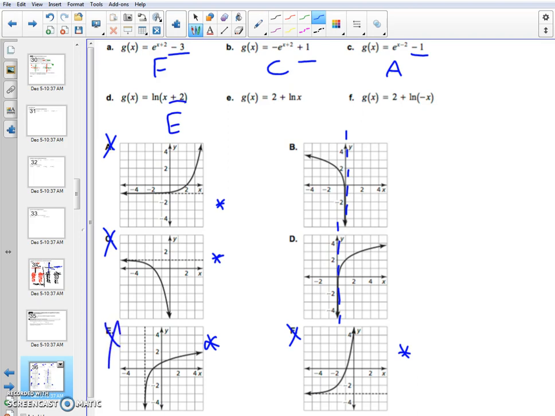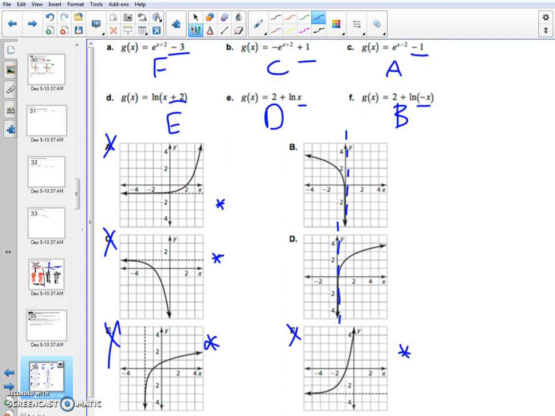And now I want to look at what's different about the 2 graphs that I'm left with. Looking at the 2 equations, the only difference is an x here and a -x there. So I know there must be some sort of reflection. Graph B is the one with a reflection, so that's got to be equation F. So this must be graph D. Okay, so that's what we're going to look at here.